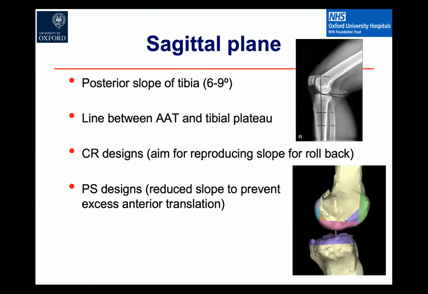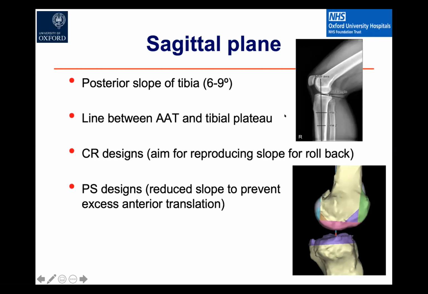What about the sagittal plane? Well, the posterior slope of the tibia is usually around 6 to 9 degrees, and on average we say 7 degrees. And this is a line between the anatomical axis of the tibia on the sagittal plane and the tibial plateau you can see here.